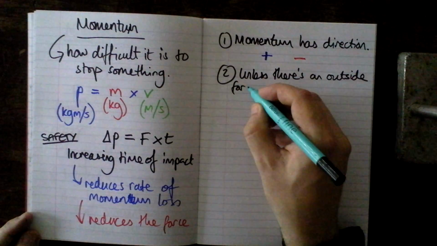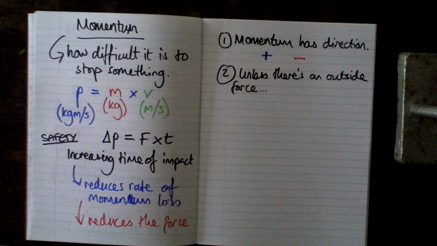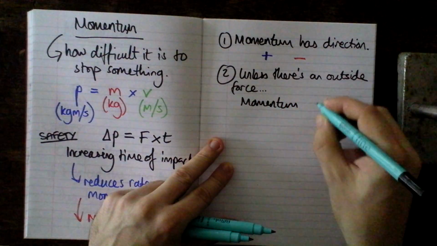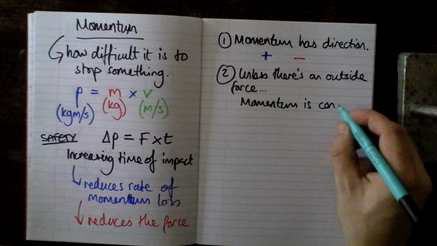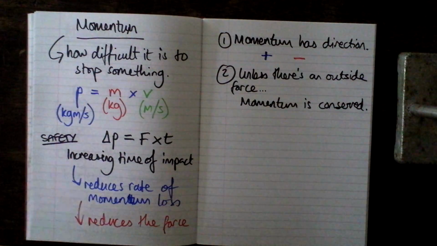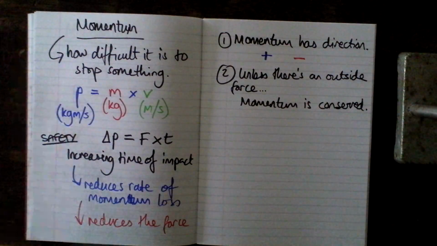The second thing about momentum is that unless there's an outside force, so if you've got a closed system, two objects that only interact with each other, for example, if I run into another person, we run together, now assuming that the only forces are me hitting him and him hitting me, then momentum is conserved. And what does conserved mean? Well, it means that the amount of momentum stays the same. If you like, you can write an equation that says momentum before equals momentum after.